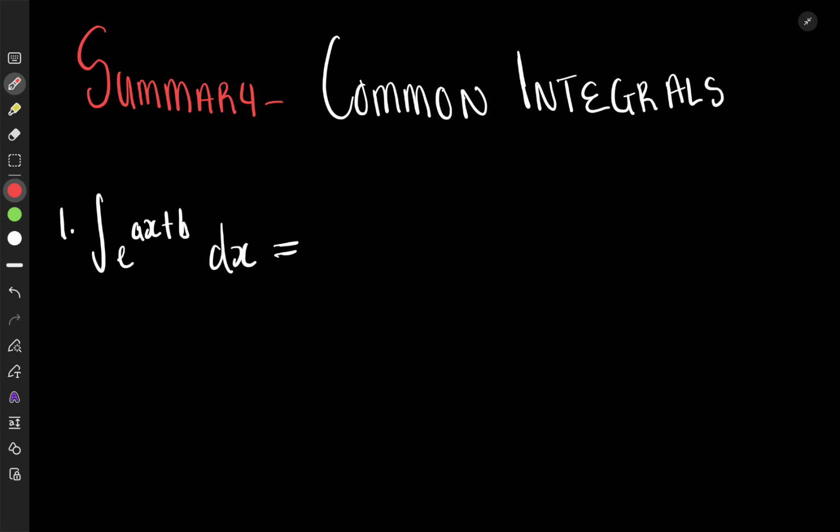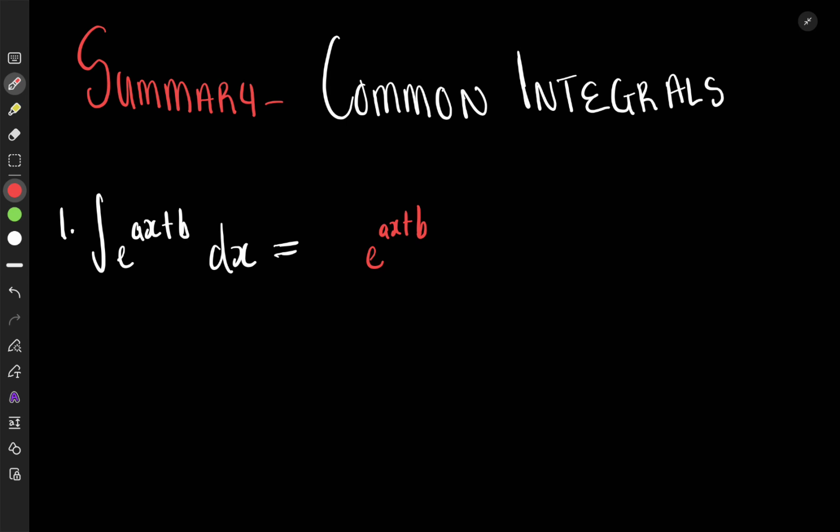Now, we now know the trick. The trick for integrals is if you're integrating a composite function, integrate the function and then divide by the derivative of the inside. So integrate the outside, then divide by the derivative of the inside. So I integrate e to the something, it just comes back as e to the something. So this is going to be e to the ax plus b.